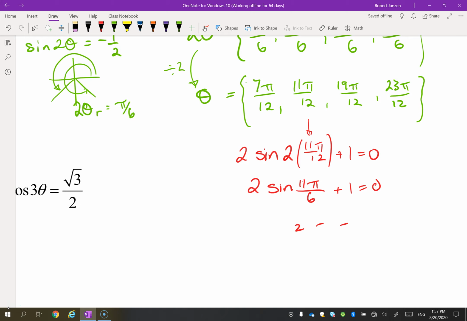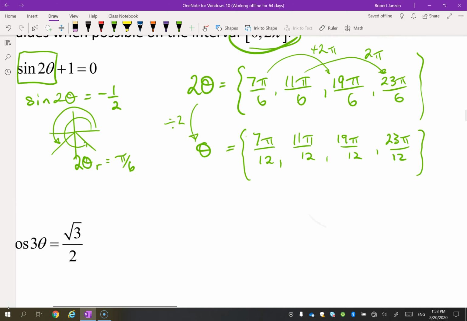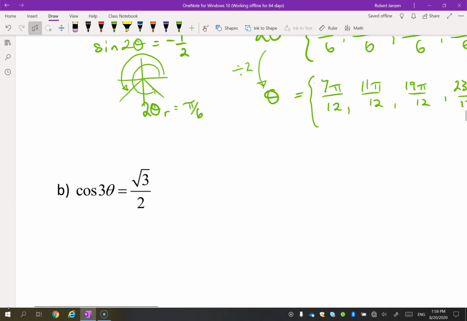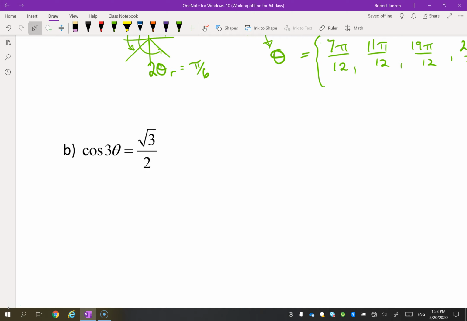All right, so this is the strategy we're going to use to solve these double angles and triple angles. Okay, so let's try this one.